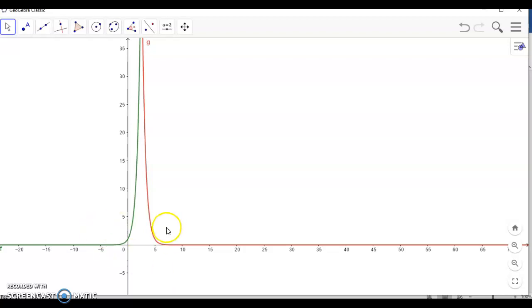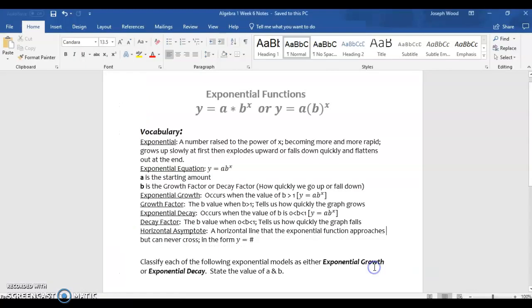They're the only 2 that we study in Algebra 1, but there are other forms of exponential functions. The way that we get these equations, they're always written as y equals a times b to the power of x.